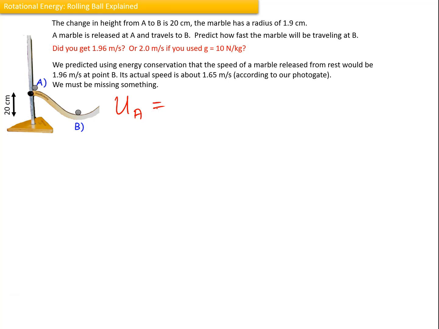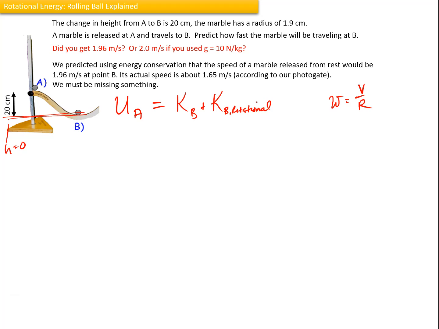And at point B, I'm going to assume if we set our zero height to be at point B, there is no potential energy due to gravity at point B in our case. So we have just kinetic energy at point B plus the rotational kinetic energy at point B to worry about. And again, we're going to make sure we don't forget that we can use omega equals v over r to convert things.